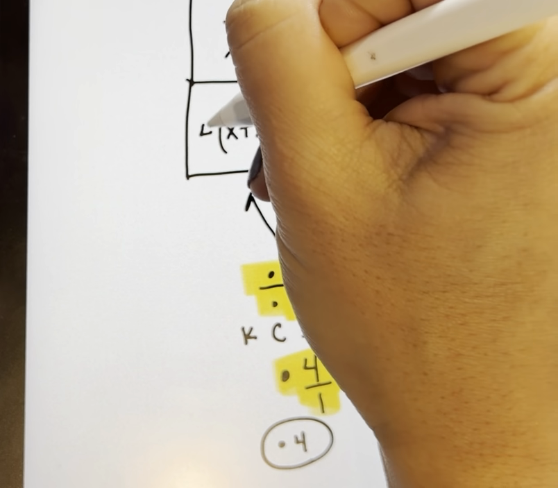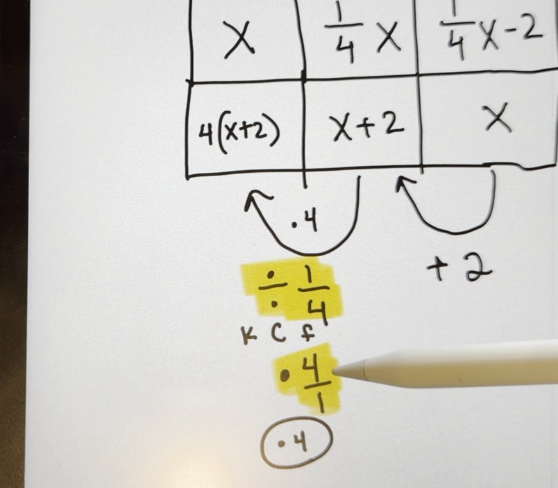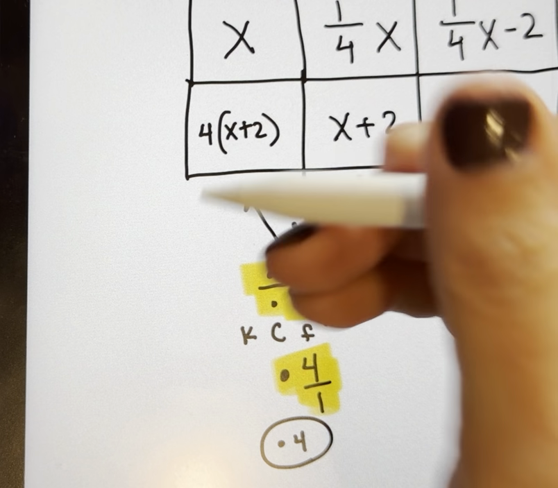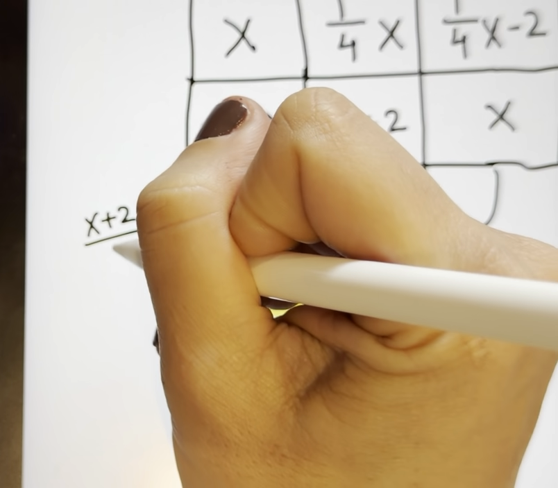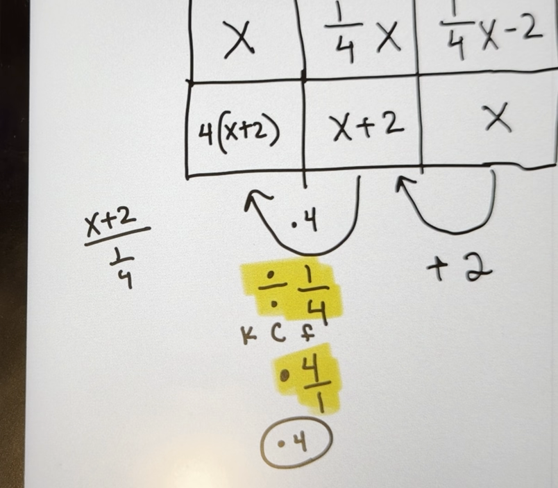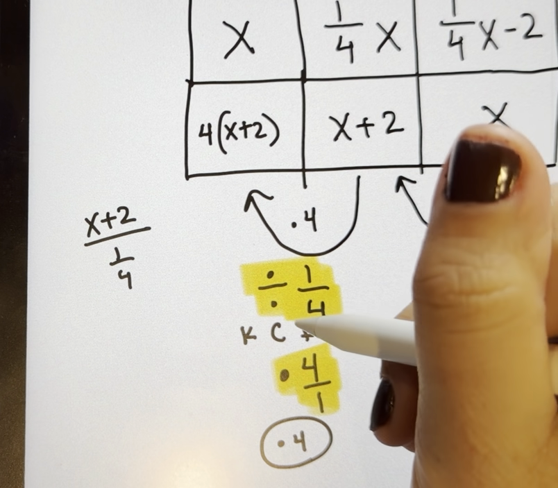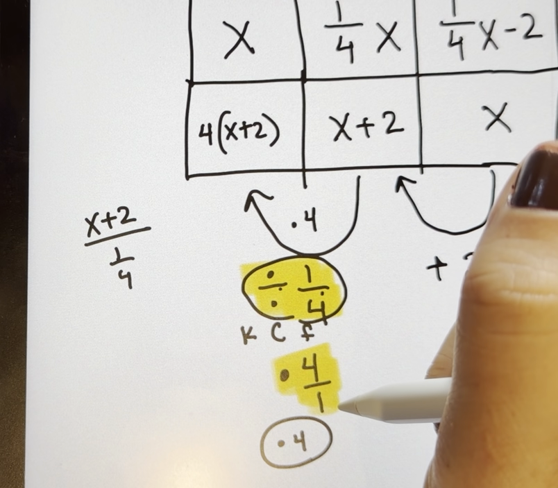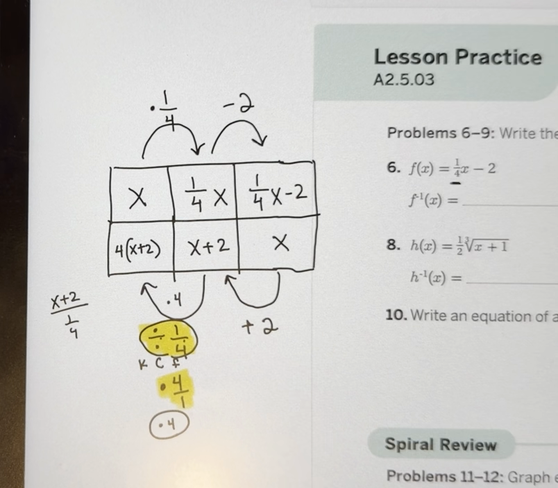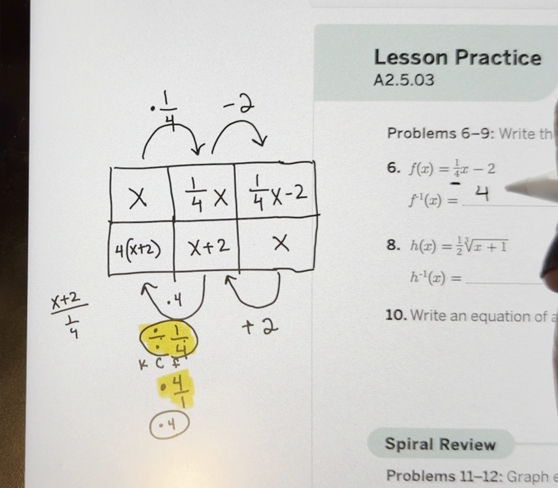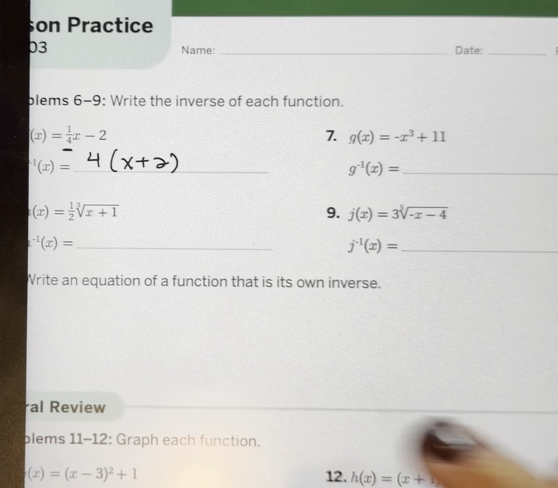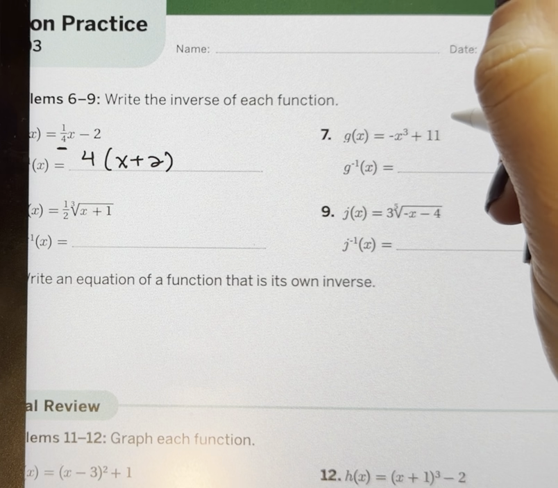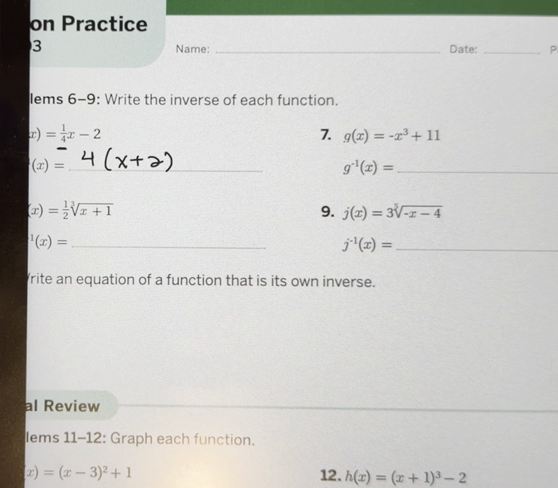And it's easier to kind of fix it right here instead of trying to take the x plus 2 and divide it by a fourth and then try to figure out what that means. Okay, so if you get divided by a fraction, please change and flip. Okay, and now here we are. F inverse of x is 4 times x plus 2. It's perfect. Okay, let's go over here to number 7, which I will solve algebraically.